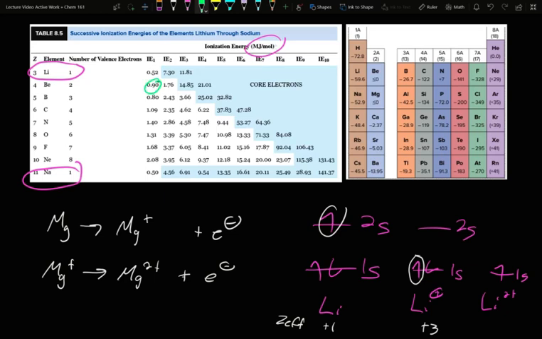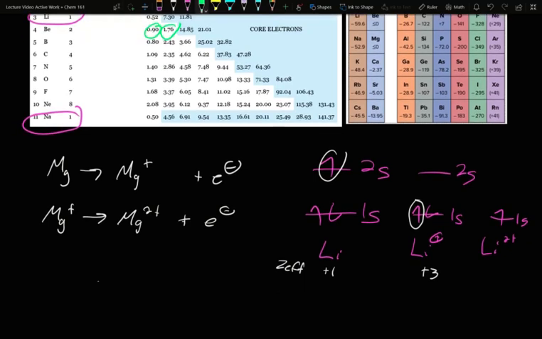If we look at beryllium, going from beryllium to beryllium+ and then beryllium 2+, removing the second electron from beryllium is barely twice the energy. In fact, it's not even twice the energy. If I have beryllium, 1s2 2s2, 1, 2, 3, 4, and I go to beryllium+, I've still got my 1s, I've still got my 2s. I've removed 1 electron from the 2s, and it took 0.9 megajoules.